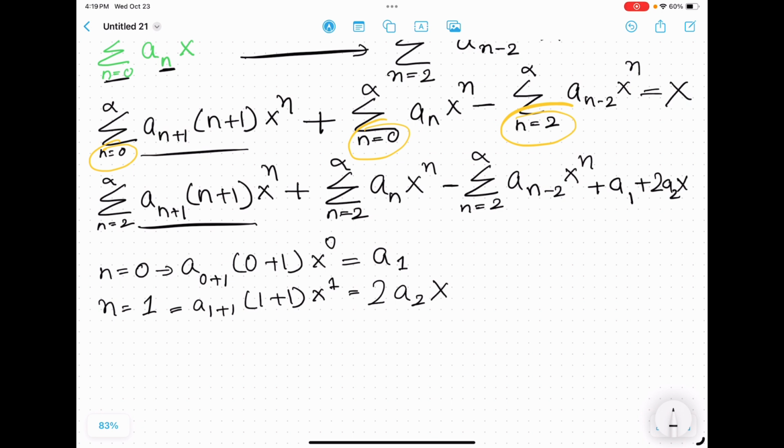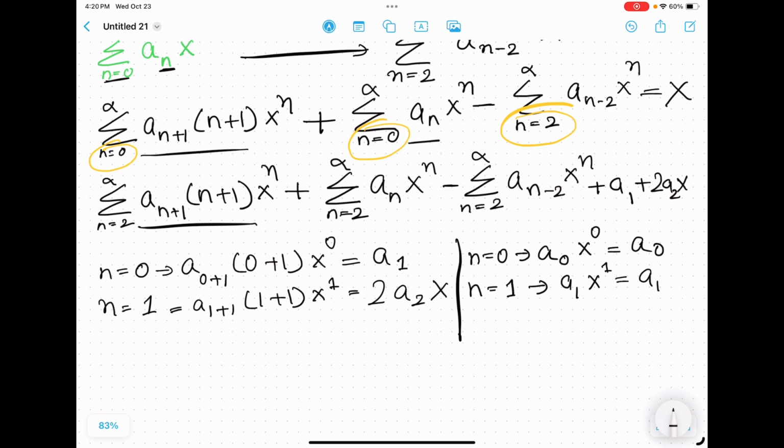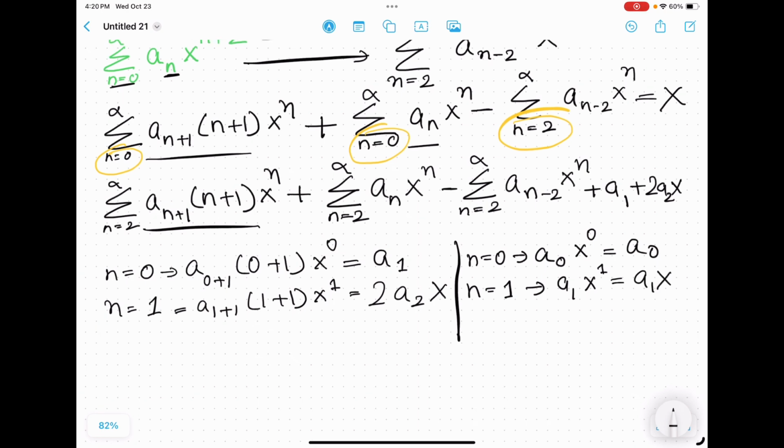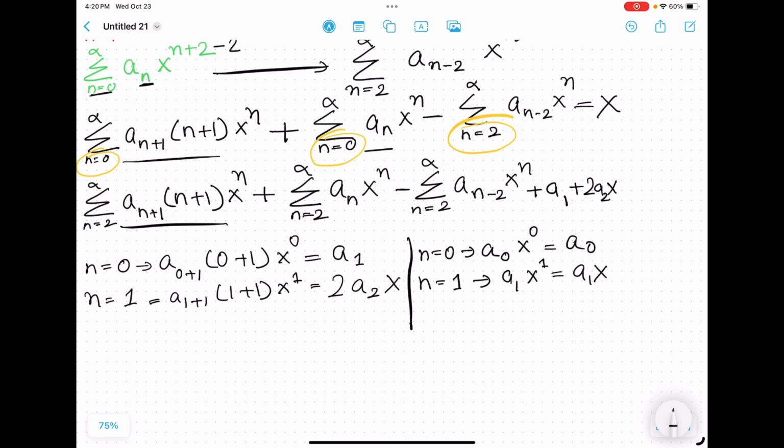Then I also need to include the first two terms for my second power series, which is this one right here. So when n is equal to 0, I have a sub 0, x to the power 0, which is just a sub 0. And then when n is equal to 1, I have a sub 1 and x to the power 1, so let's just have a sub 1 x. So let's include that over here as well. So I have a sub 0 plus a sub 1 times x. And then we can write equals our x.